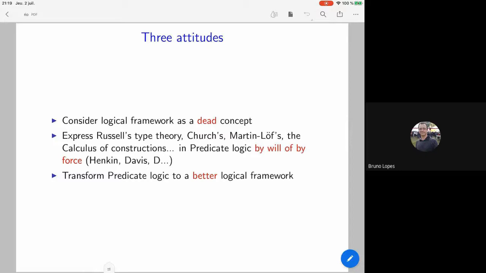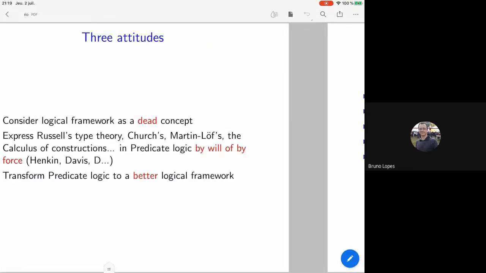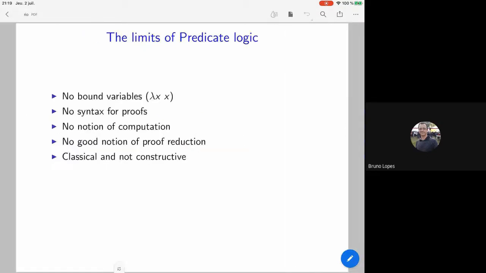So at this point, I thought that predicate logic probably was not the best logical framework to express something like Martin Löf type theory or the calculus of constructions. And I understood that there was a third line of research that wanted to transform predicate logic, to extend it to a better logical framework. And what's wrong with predicate logic? So we can see that there are probably 5 limitations of predicate logic.